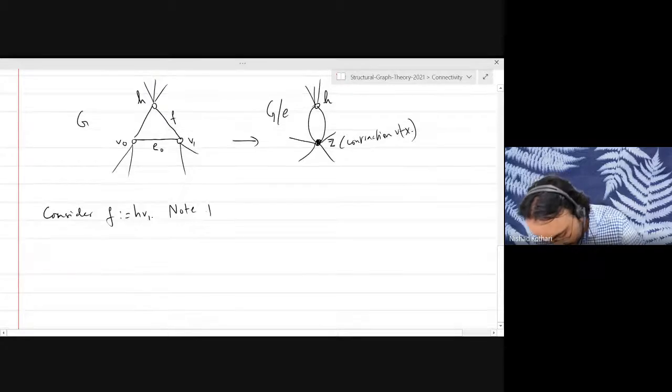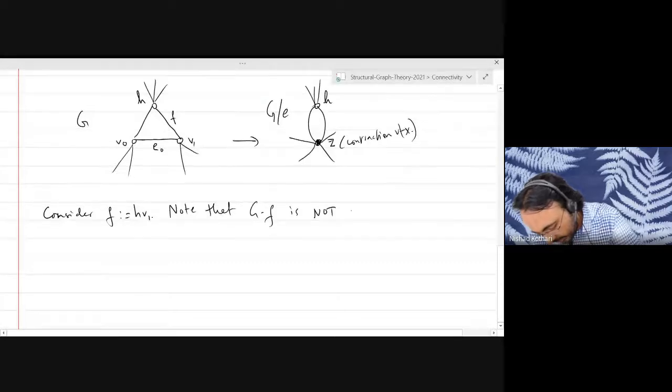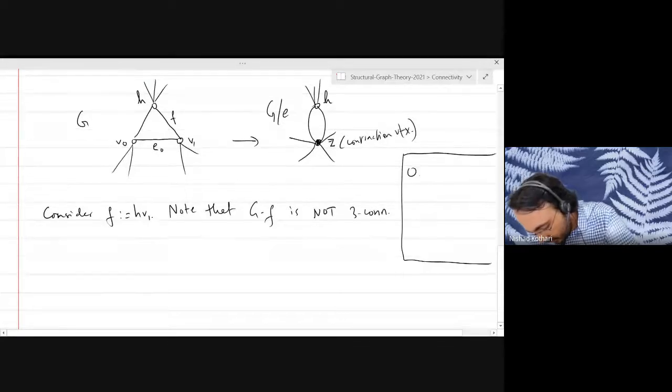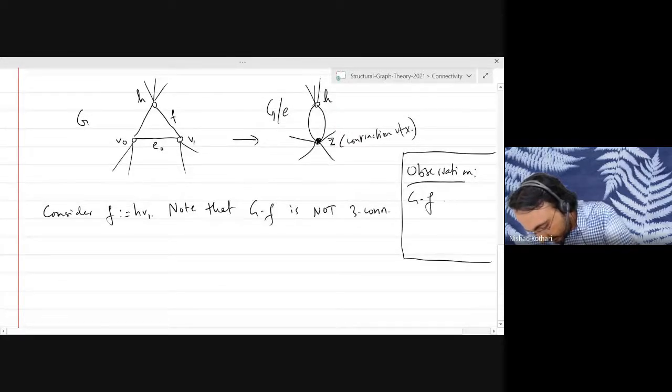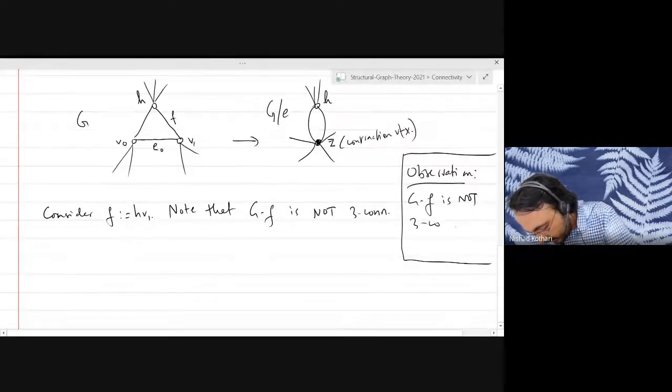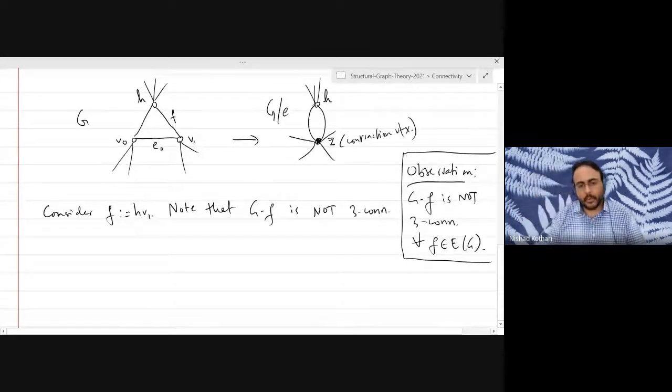Note that G delete F is not three connected. This is actually true for every edge of the graph, by the fact that there are no deletable edges. G delete F is not three connected for all edges of the graph. So whenever you delete an edge, you will create a two vertex cut. Because the graph will not be complete, since you have removed an edge. So if it is not complete and it is not three connected, then it has a two vertex cut.